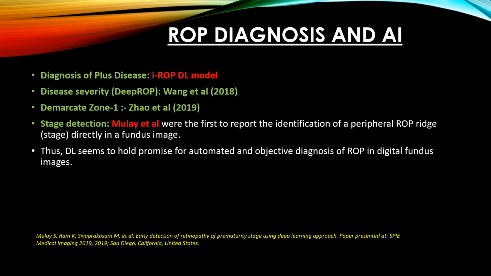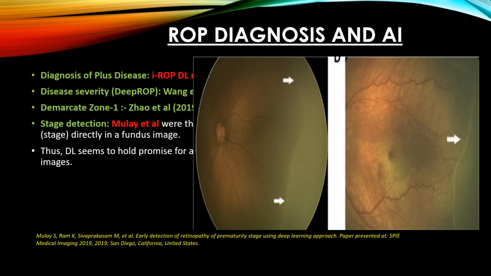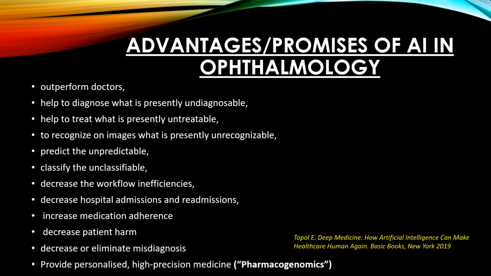in a fundus image. So thus we can see that deep learning seems to hold promise for automated and objective diagnosis of ROP in digital fundus images. So it will both save us the time and labor and also provide us with accuracy.